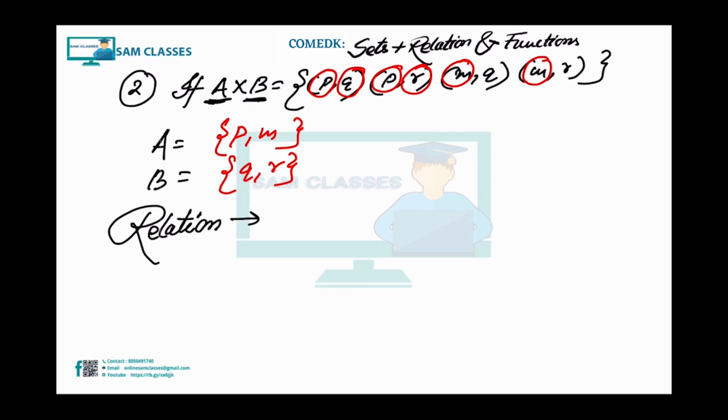So a relation has a very simple definition. What is that definition? Okay. So we did A cross B, correct? We took two non-empty sets, A and B, and we did their Cartesian product, correct? We did their Cartesian product.